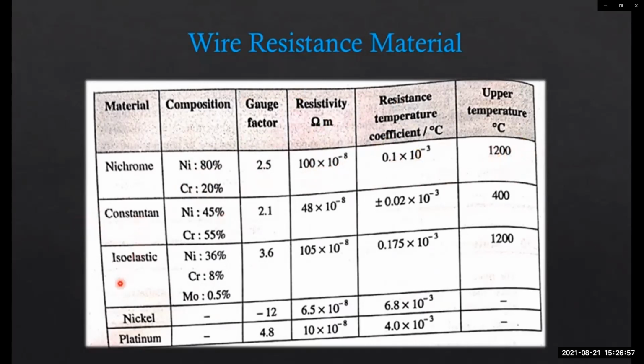Then after that come constantan, isoelastic, nickel and platinum. So these are different materials, for which different gauge factors are indicated, and resistivity is also going to change with respect to the material. So please note this down in your notes.